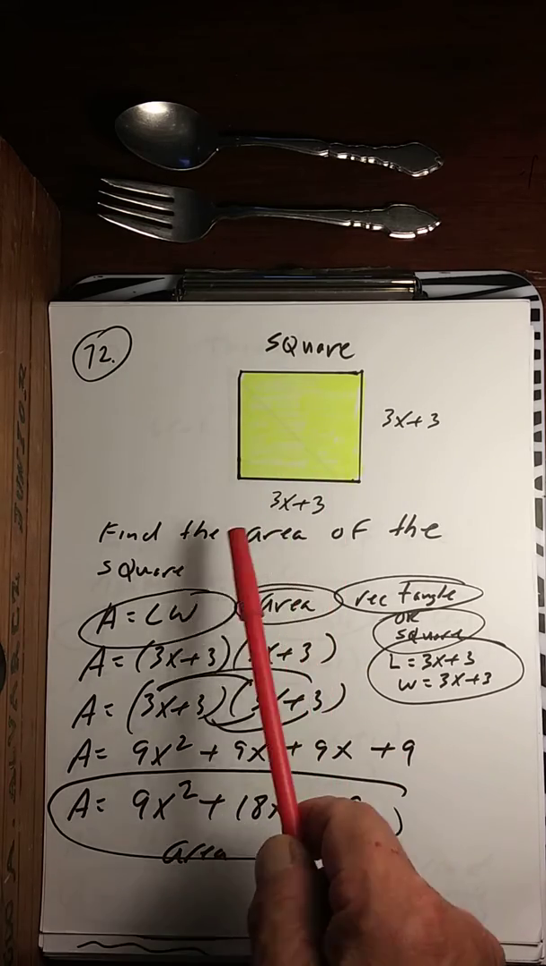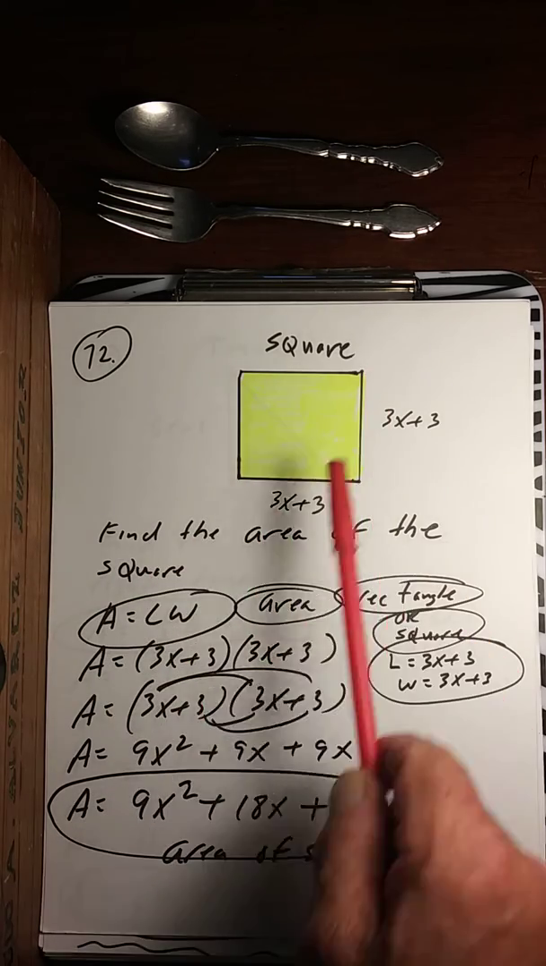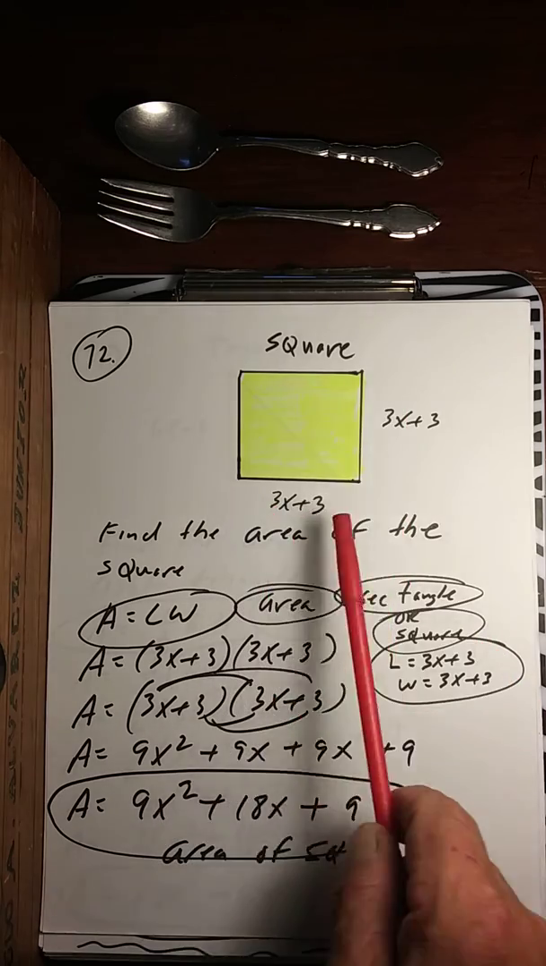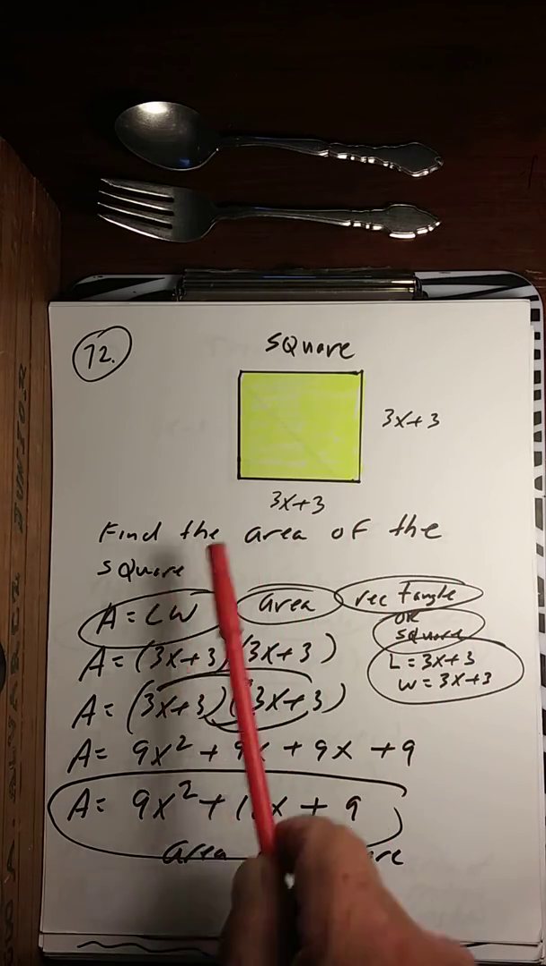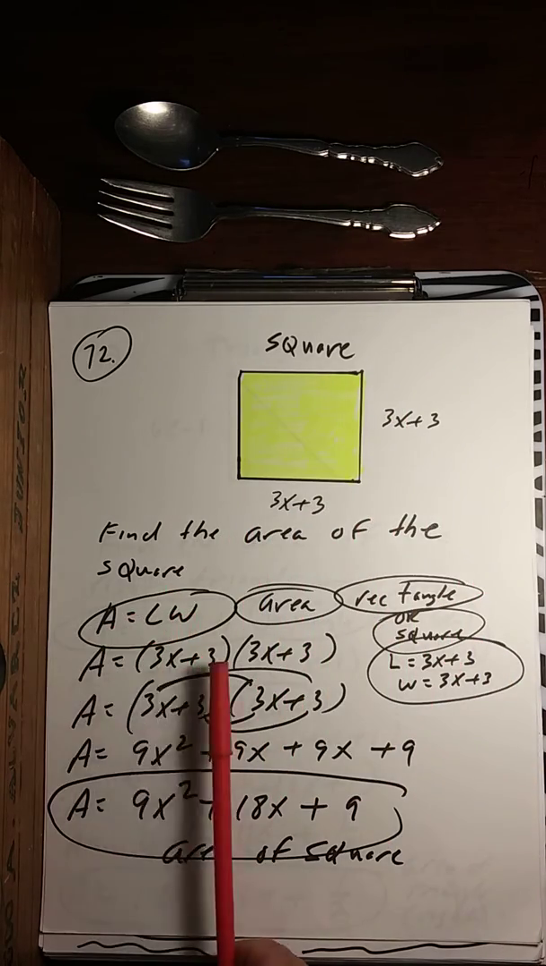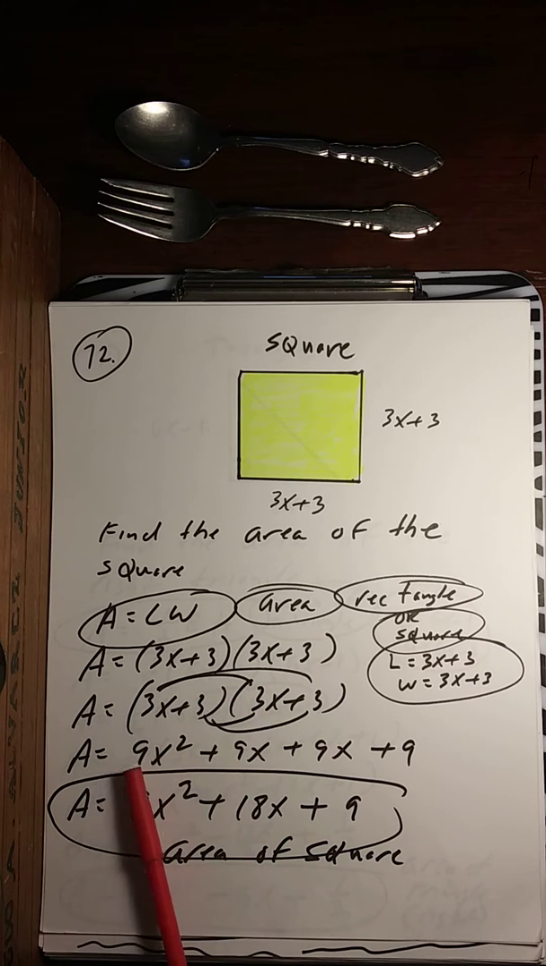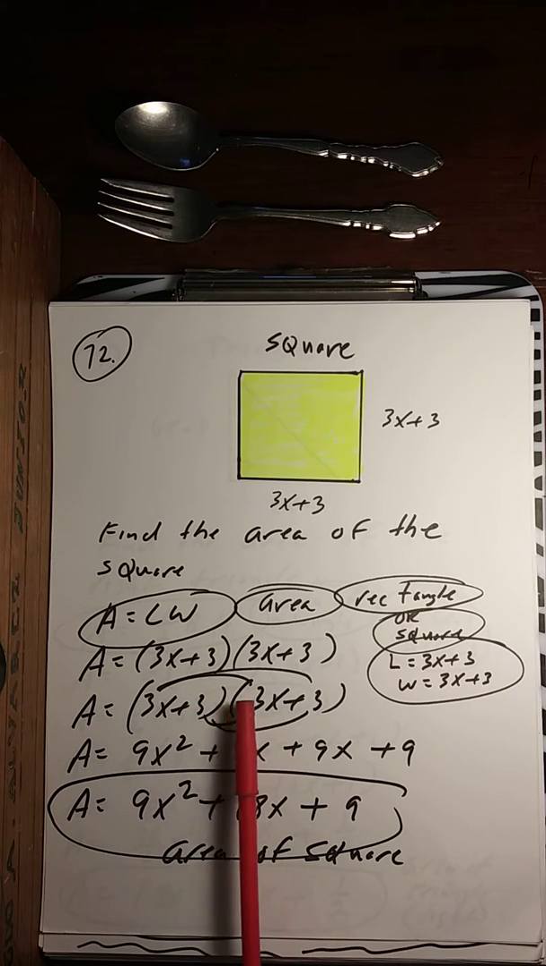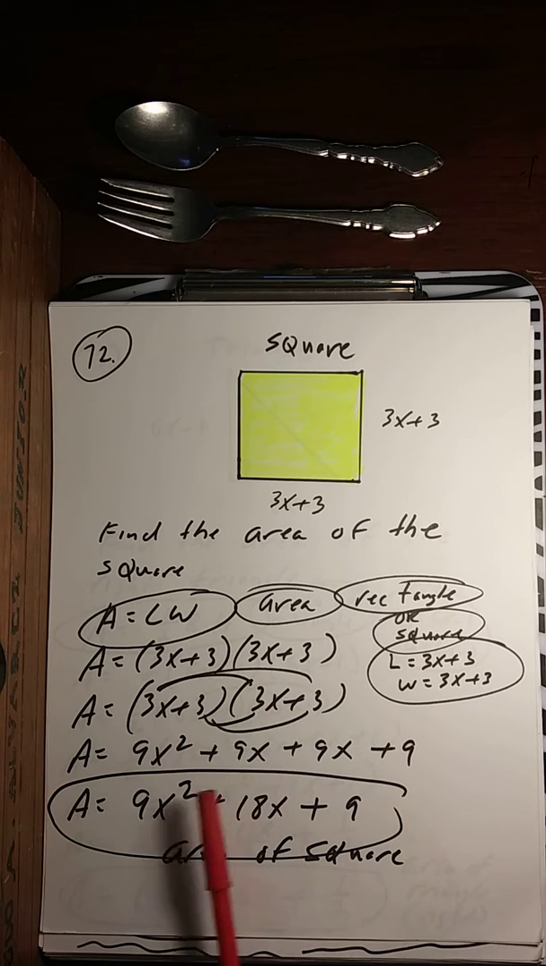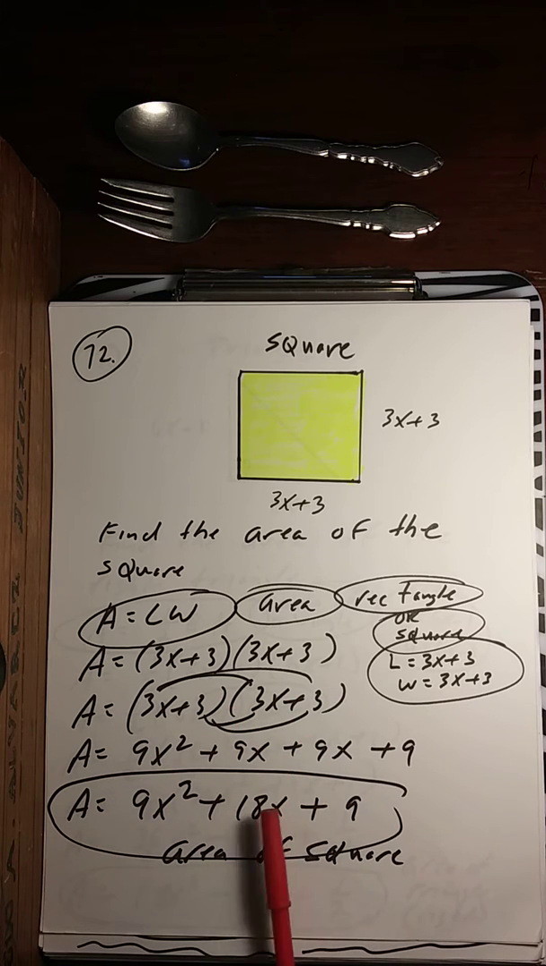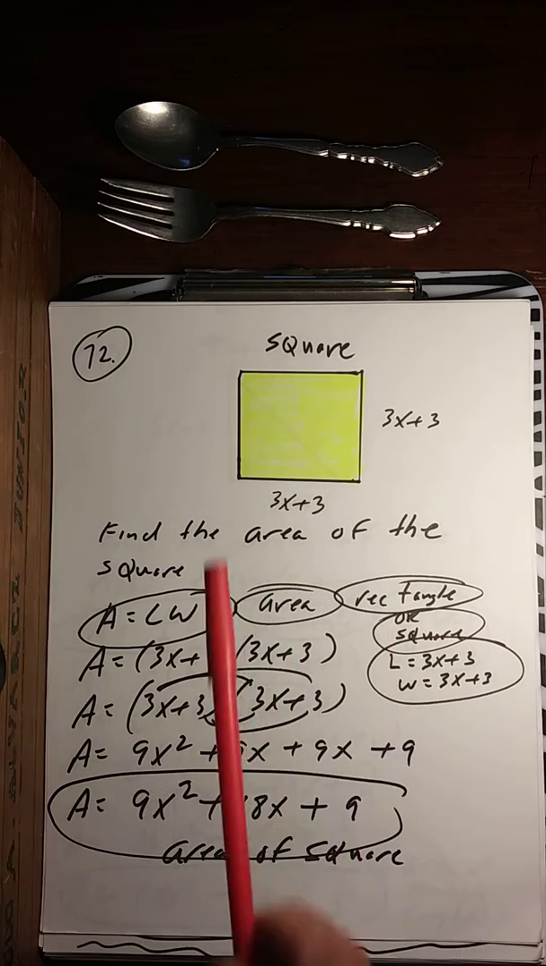Find the area of the square. So this is length times width. The length and the width are the same, so just multiply: area equals length times width. 3x plus 3, 3x plus 3. That turns out is 9x squared. That turns out is 9x. That one turns out 9x. That turns out 9. 9x squared plus 18x plus 9. Area of that square right there.